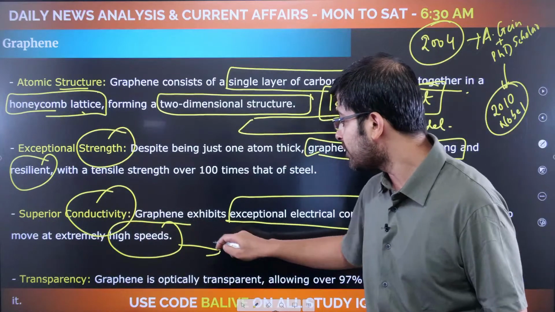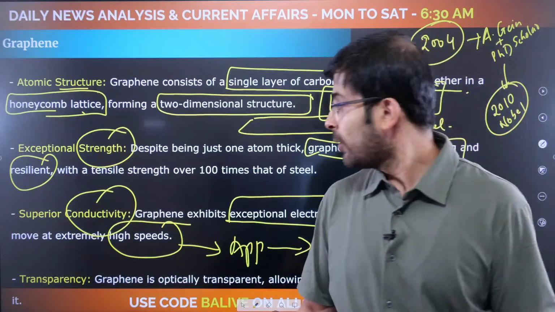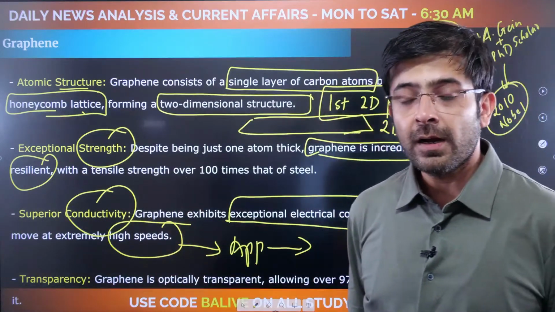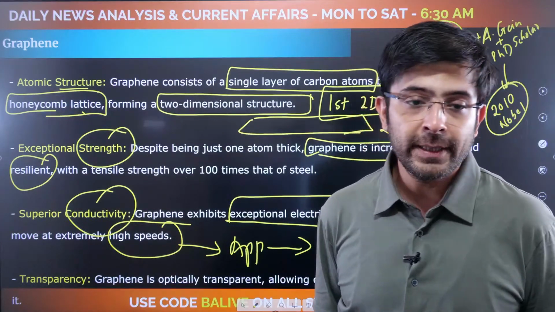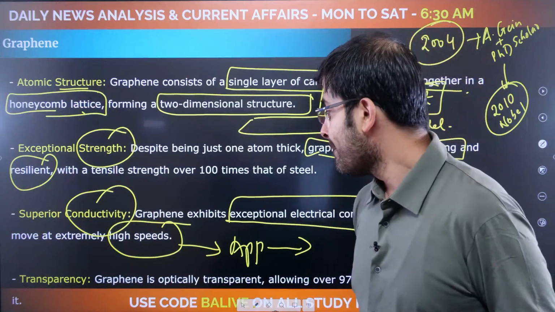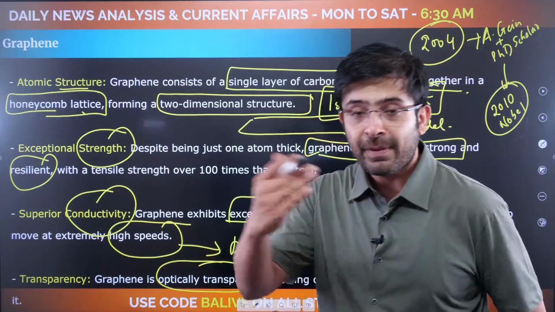Can you understand the applications of this, guys? Give me the applications of this. If it has good electrical conductivity, if it's got a superior electronic conductivity, what are the applications of this? Quickly, just let me know in the chat box. Very quickly. And it is also optically transparent, which means it lets light pass through.